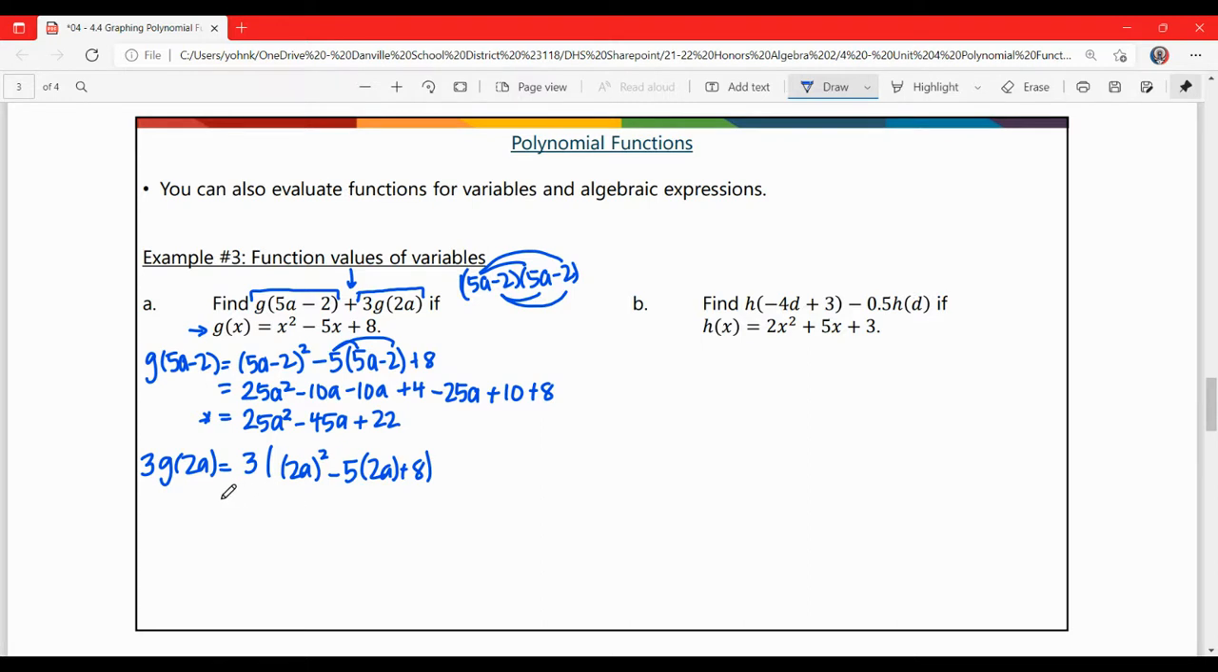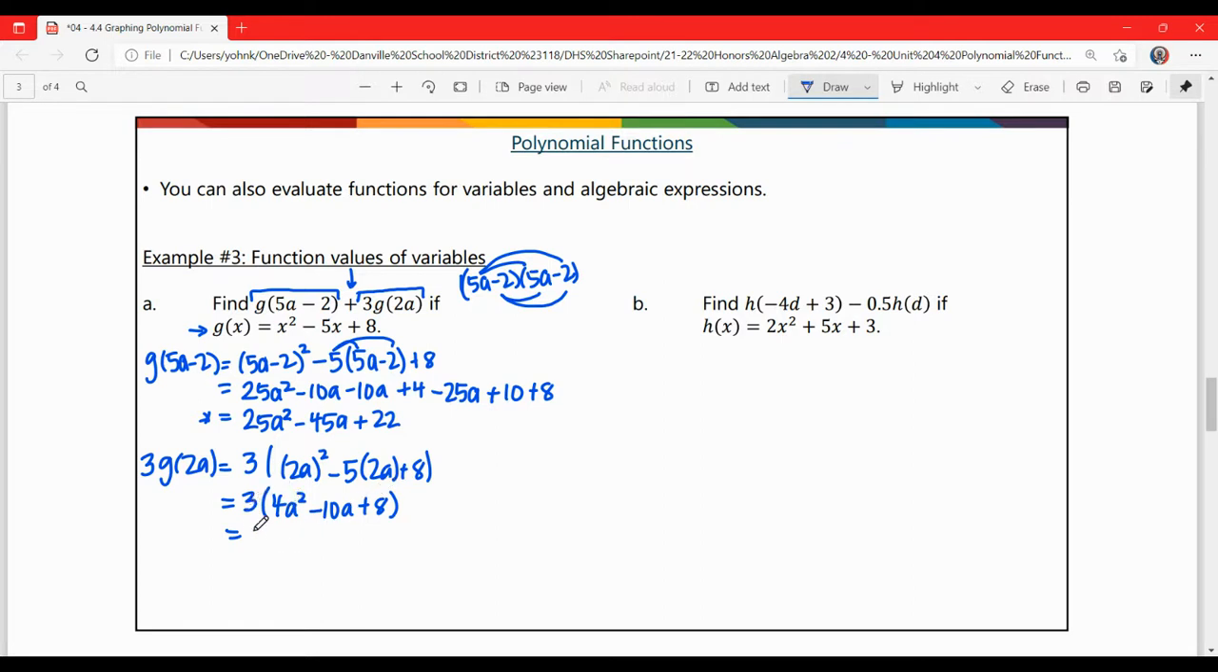So now I'm going to simplify the inside. So leave the 3 hang. 2a quantity squared means 2 squared, which is 4, and a squared, which is a squared. Then I have minus 10a plus 8. Now I can distribute that 3 to all 3 terms.